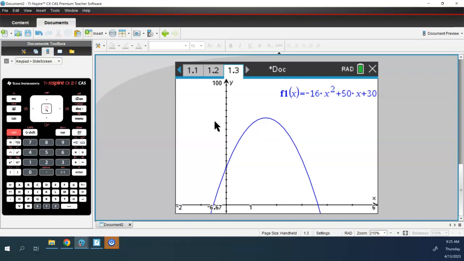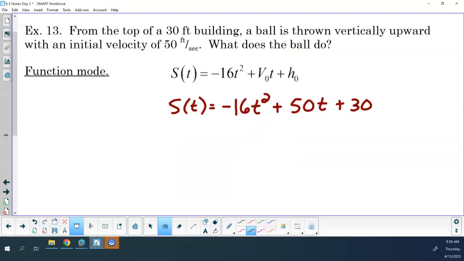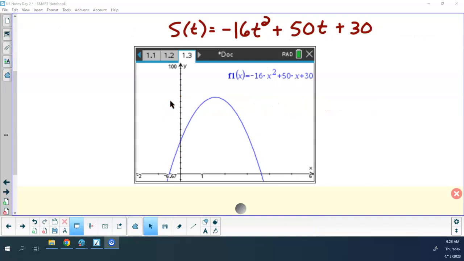Okay. What does this show? It shows the height of the ball, right? Is this the actual ball's path? No. That's what's kind of deceiving about this: this graph is just straight up height. It's not the actual path of the ball. Now, let me show you something kind of cool. So this graph just shows height.